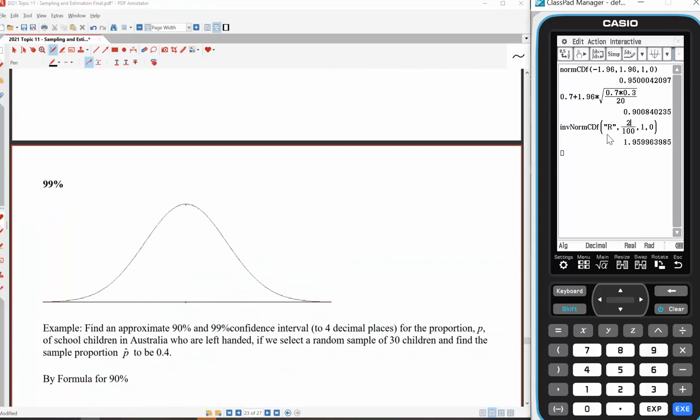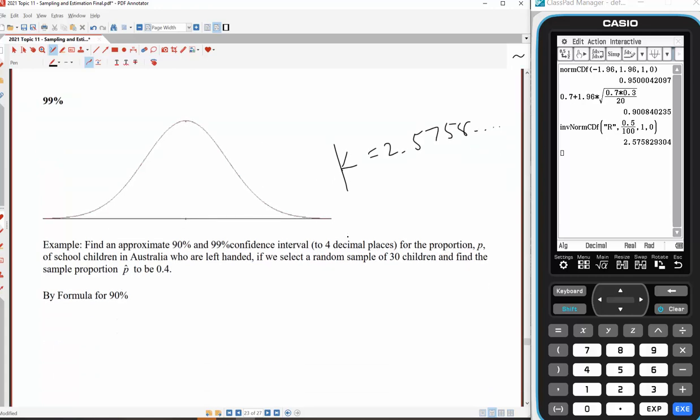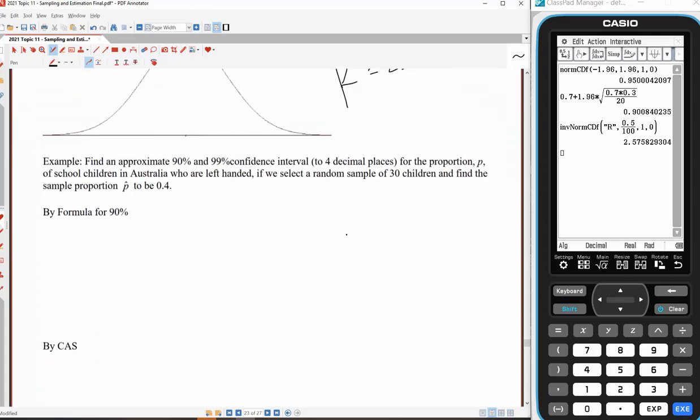What about a 99? That's 1 on either side. No, it's half on either side. So K equals 2.5758... Now note your textbook gives you those, but you don't get those in the exams. So you're going to have to know how those values are obtained.